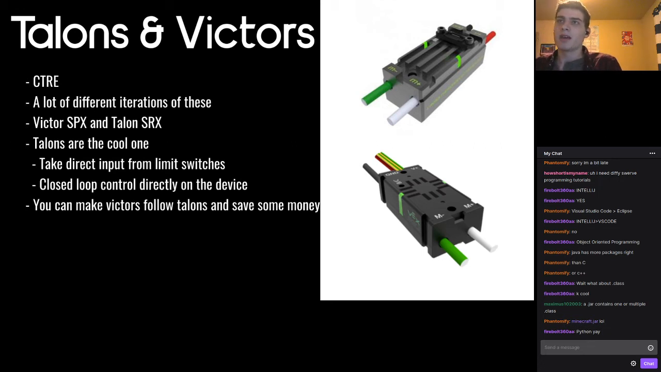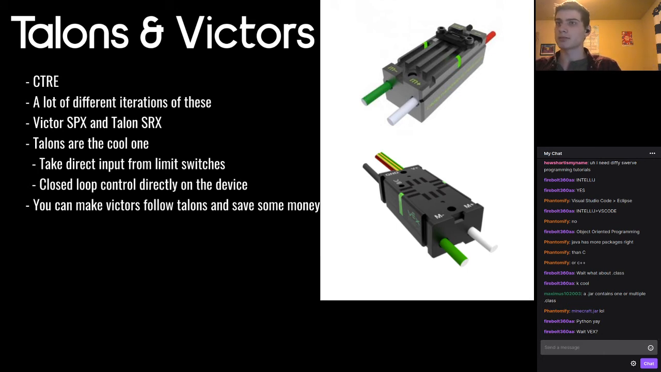But they can do closed loop control directly on the device. You can take an encoder on your motor. For those who don't know, an encoder is a sensor that measures how much your motor is turning, right? You can plug that into your motor controller. I think these motor controllers are used in VEX. If you've done VEX in the past, there's some intersection between the parts. So with Talons, you can do closed loop control directly on your device, so you can get very accurate movements.